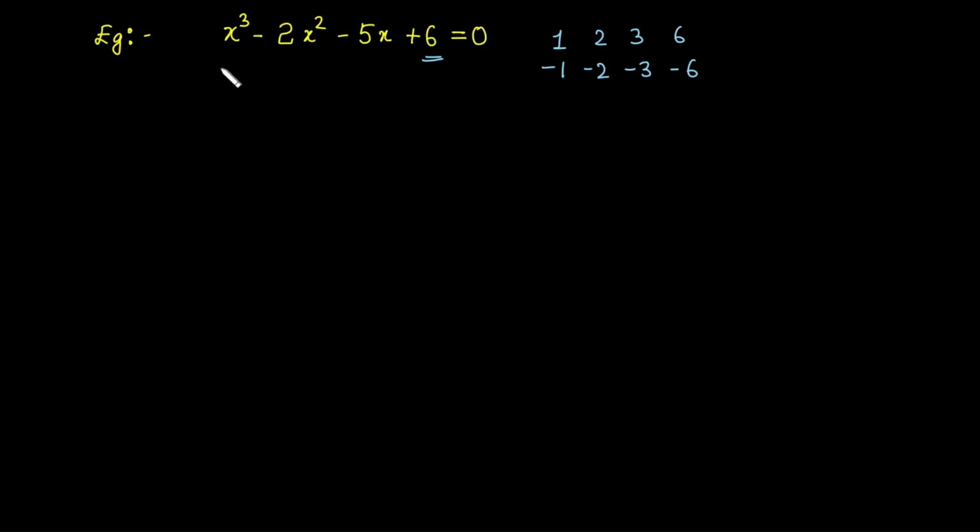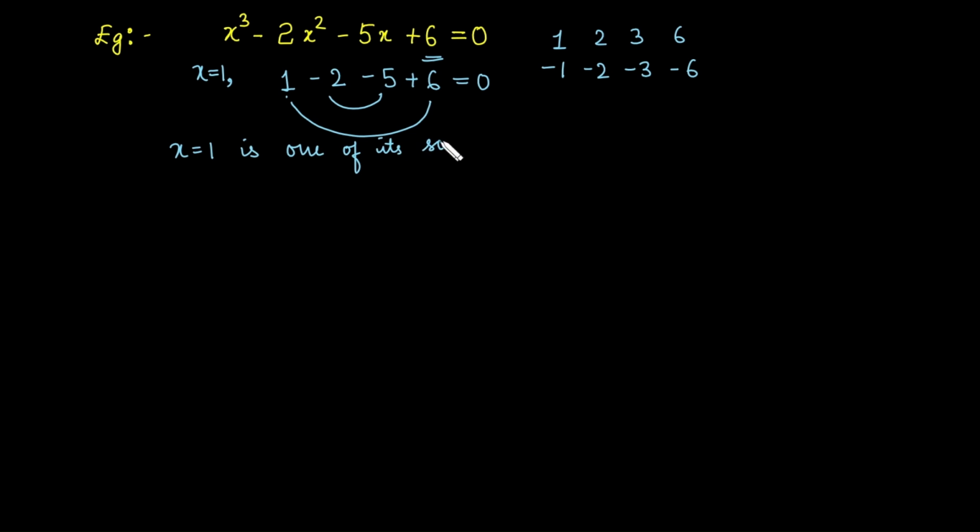For that, let's start with x is equal to 1. When you put x is equal to 1, what do you have on the left hand side? It is 1 minus 2 minus 5 plus 6. So 1 minus 2 minus 5 plus 6 is equal to 0, because this is a minus 7 and this is a plus 7. So it means x is equal to 1 is one of its solutions.